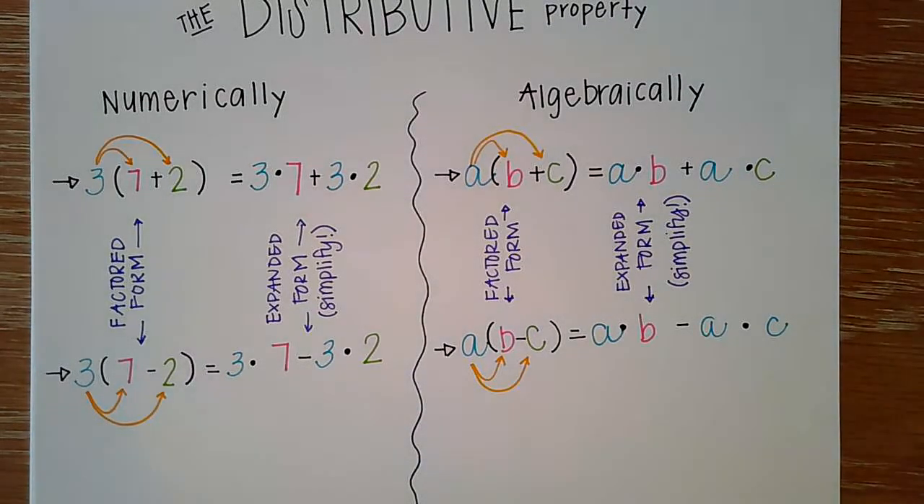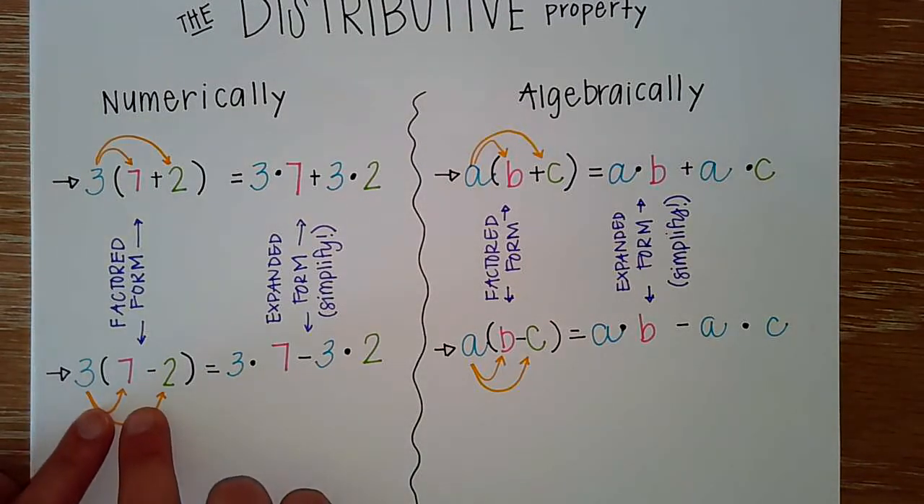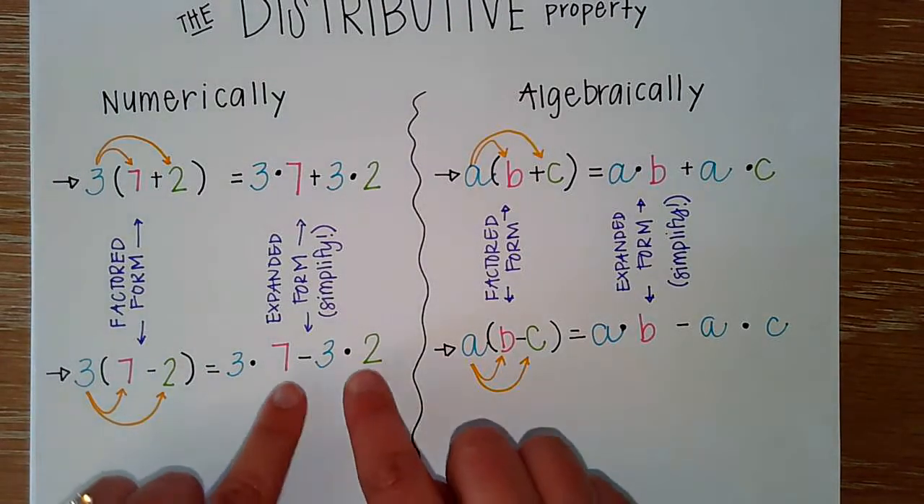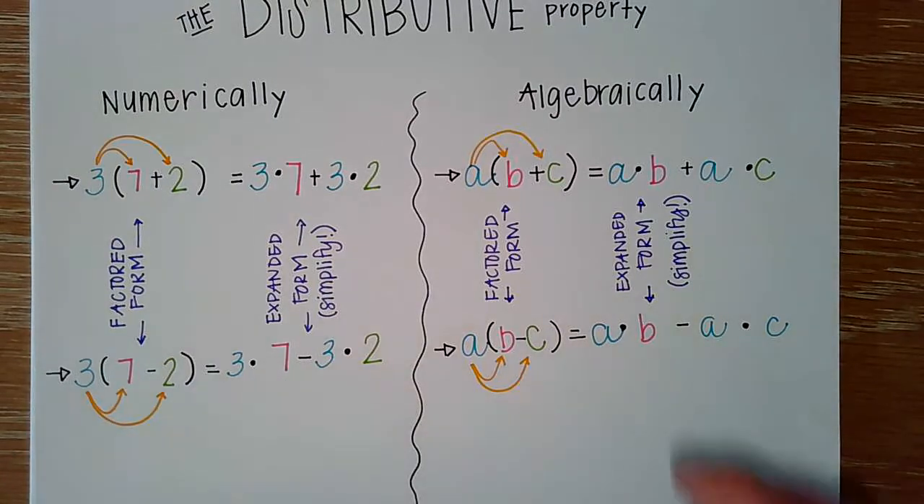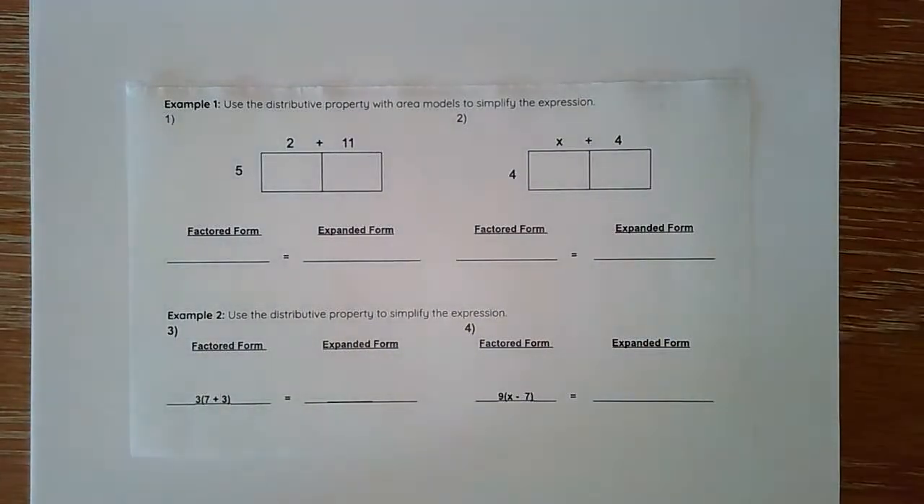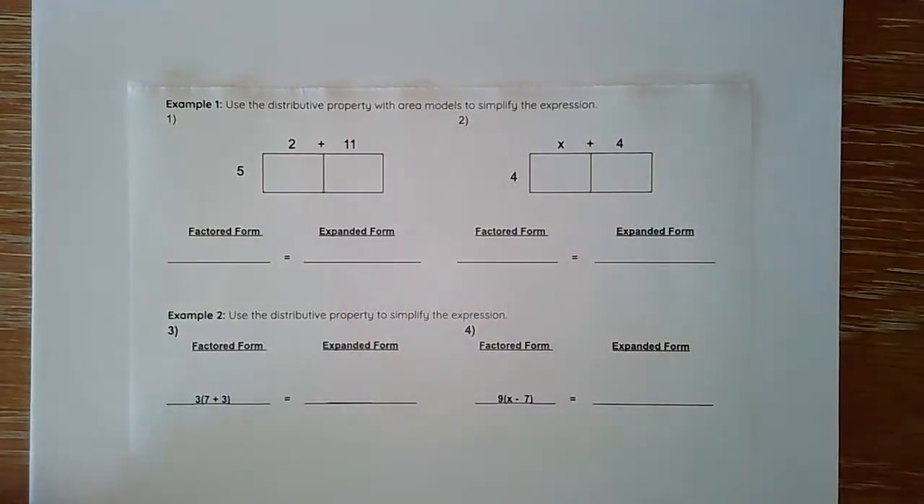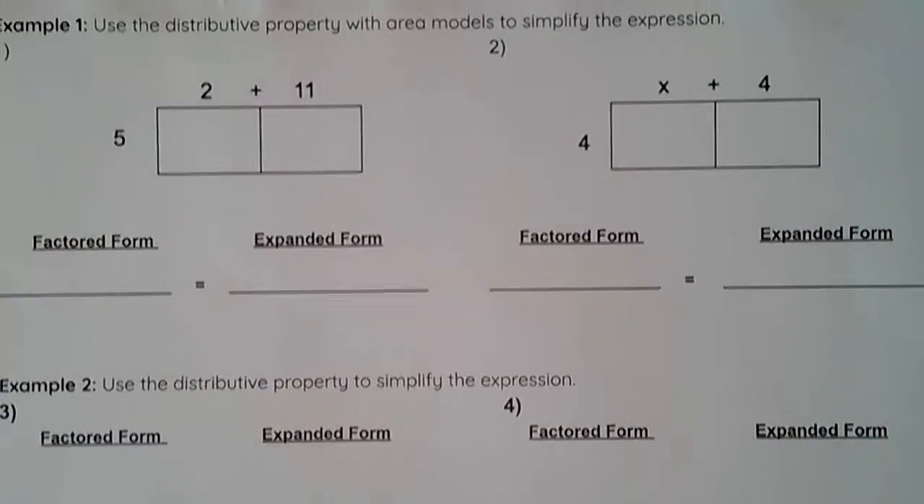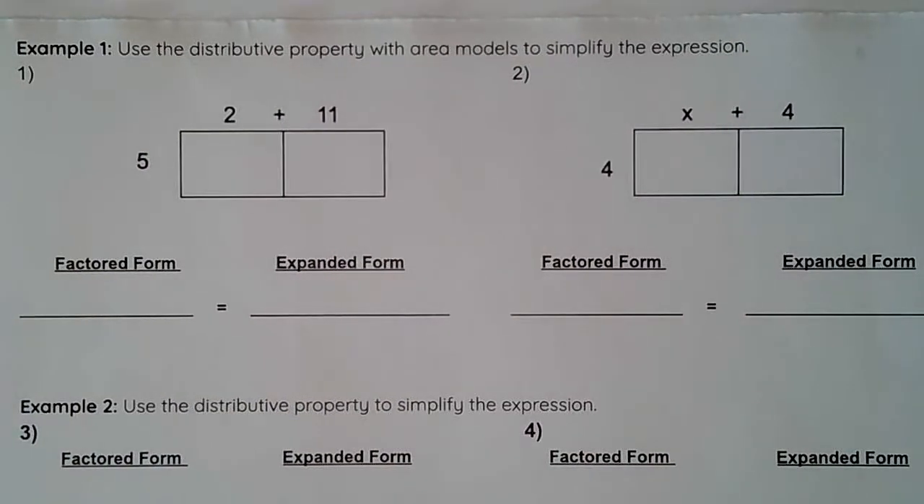Today we are specifically talking about taking our factored form and turning it into expanded form. So let's try a couple of examples. I'm going to start with our area models. These area models help break apart our distributive property a little bit better.